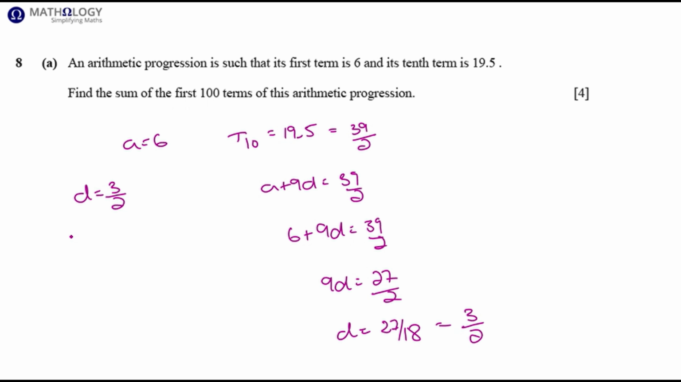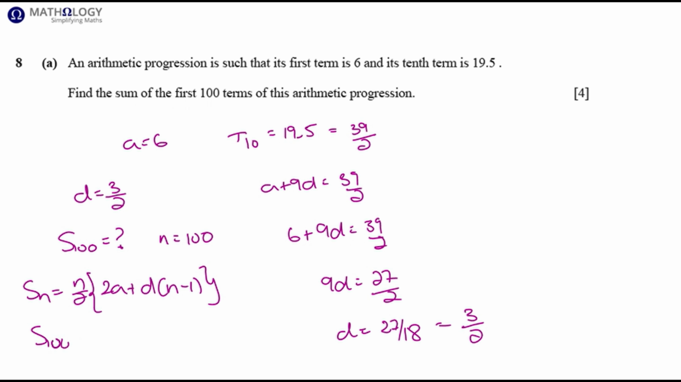We're required to find the sum of the first 100 terms. So n equals 100. The sum to n terms is n over 2 times (2a plus d times (n minus 1)). The sum to 100 terms is therefore 100 over 2 times (2 times 6, which is 12, plus d, which is 3 over 2, times (100 minus 1, which is 99)). And then the sum to 100 terms is therefore 8025.